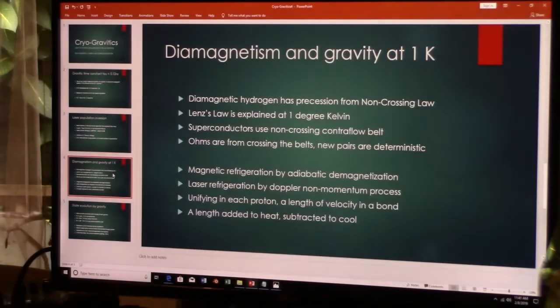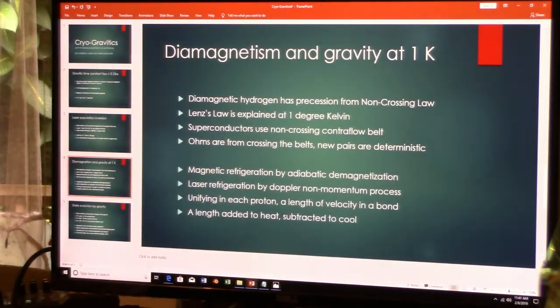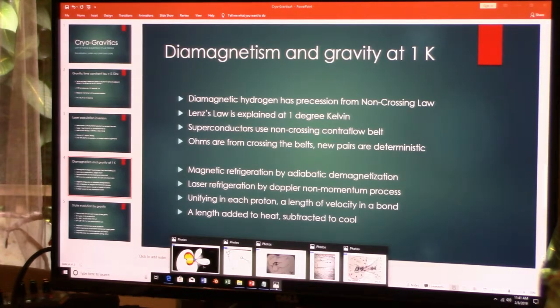So let's just go back to this thing now. Superconductors are using a non-crossing law, and there's a contraflow belt going on, in 2 dimensions in space, like a flat piece of paper or a belt. And I have a nice little picture of this going on here.